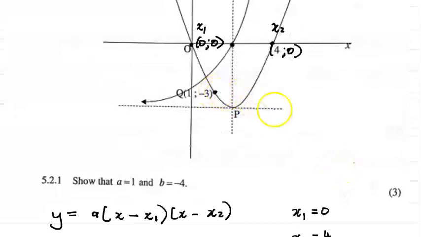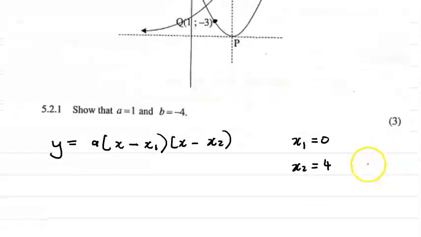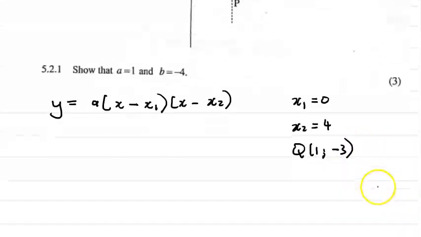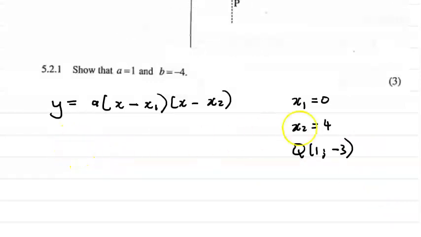And we have the point which is given on our parabola, which is Q(1; -3). So that's all we need, our x-intercepts and a point on the parabola, and now we can find the equation with ease. So let's look at that. Therefore, the point Q gives us the x and the y value to substitute into our equation. x1 is 0, x2 is 4.